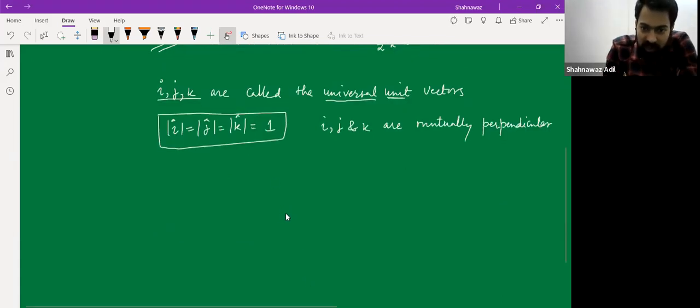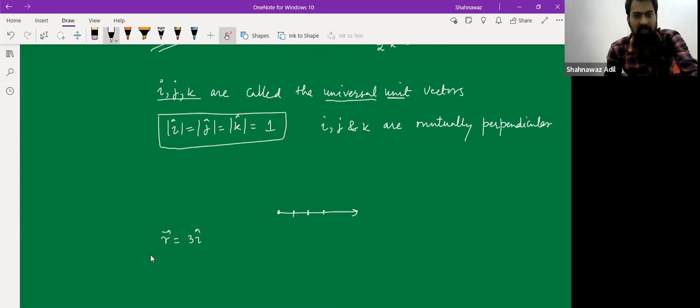So let's say you move 3 units in the x direction, 1, 2, 3. So what would be the position in the vector form? So the position would be 3i only, right? Let's say you move 3 units in the x direction and then 2 units in the y direction. So 1, 2, right? So here is the point.